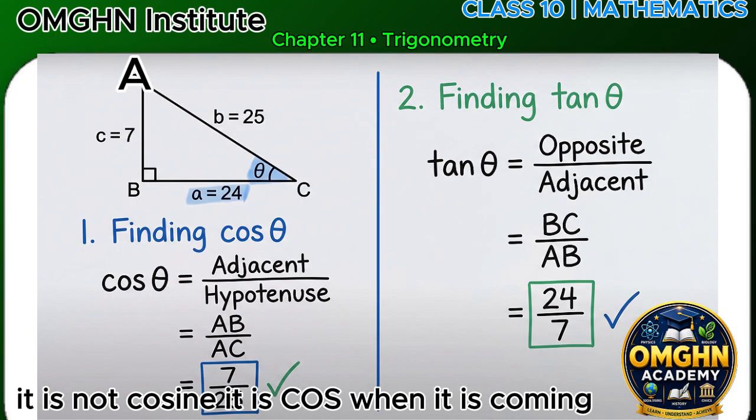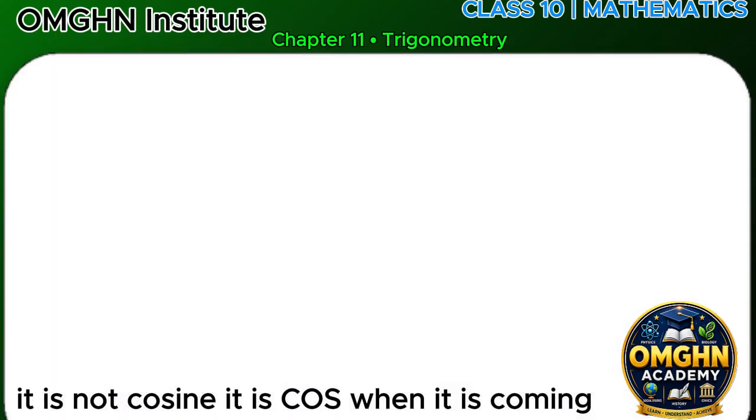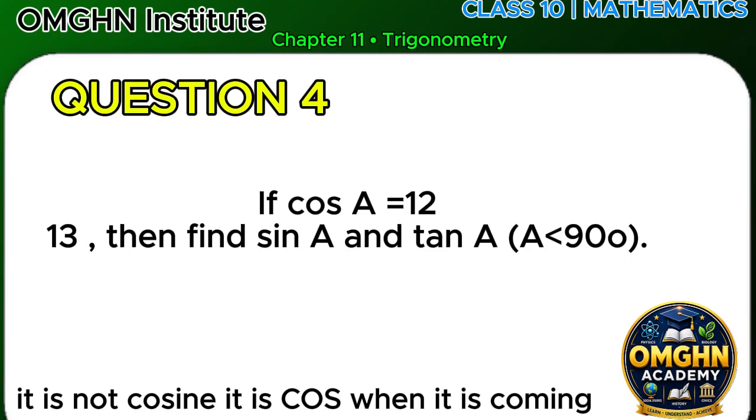Now our angle theta is angle A. With respect to angle A, the adjacent side is AB, which is 7. The opposite side is BC, which is 24, and the hypotenuse is AC, which is 25. Therefore, cosine theta is adjacent by hypotenuse. So cosine theta is 7 by 25, and tangent theta is opposite by adjacent. Therefore, tangent theta is 24 by 7. So our final answers are cosine theta equals 7 by 25. Tangent theta equals 24 by 7.